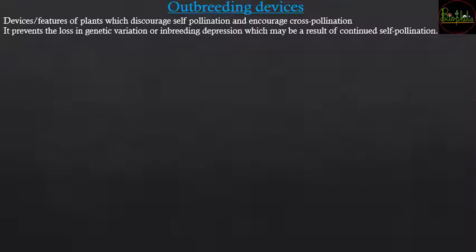Now let's understand some outbreeding devices. अब outbreeding devices क्या होते हैं? These are going to be the features or devices that are introduced in the plants so that they do not undergo or they discourage self-pollination. So starting में हमने देखा था कि there were some factors that were responsible for self-pollination, but outbreeding devices होते हैं that are going to encourage cross-pollination.